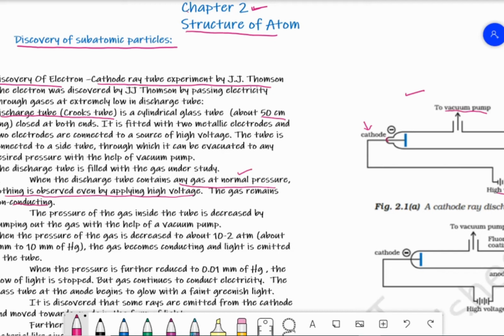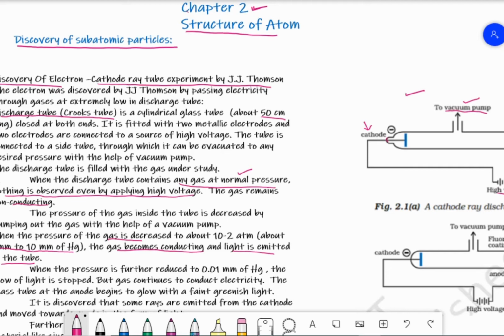Now, the pressure of the gas you need to decrease by pumping it out with the help of the vacuum pump. When the pressure of the gas is decreased to 1 millimeter to 10 millimeters of mercury, the gas becomes conducting and light is emitted in the tube.